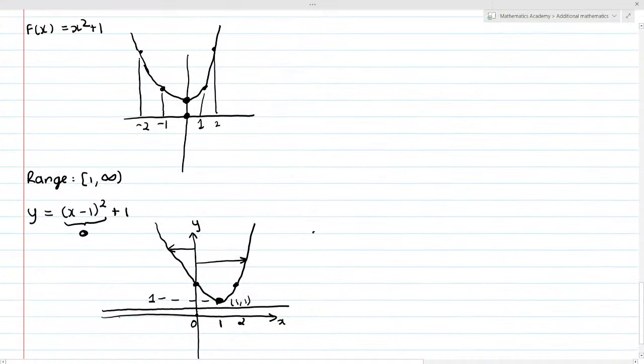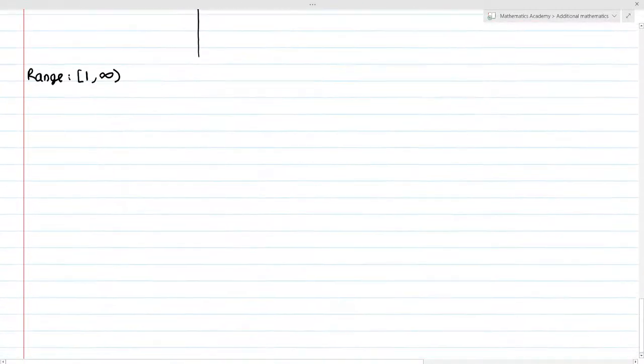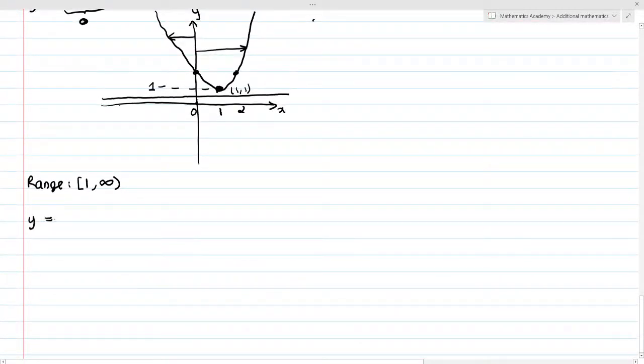It's interesting here that the range was the same for both of these curves. In fact, this curve, as we will see later, is just a translation by 1 of the curve above. Translation to the right by 1. Okay, let's look at another curve very quickly. So let's look at the curve y equals x squared minus 2x.